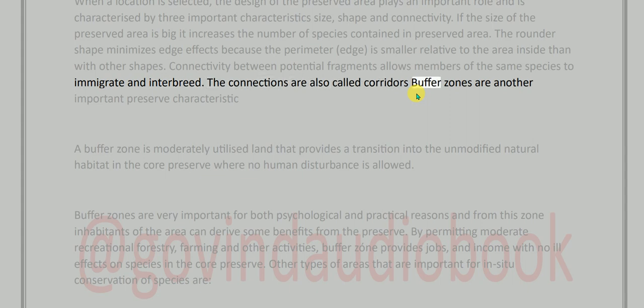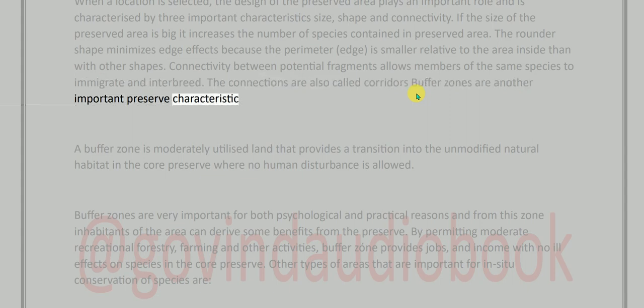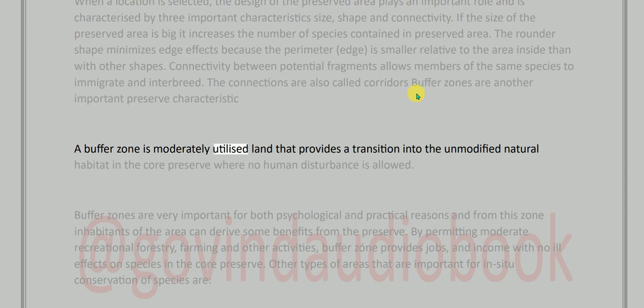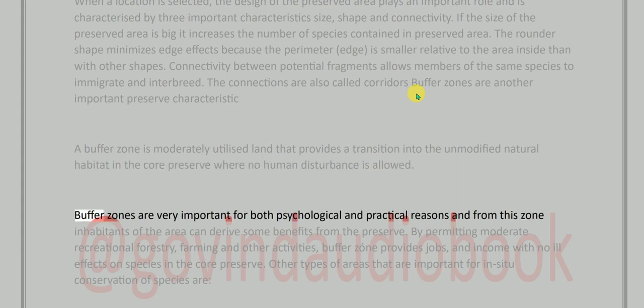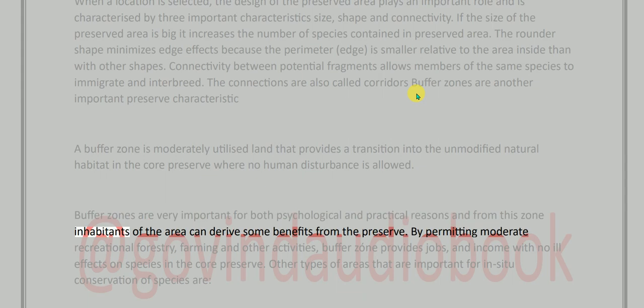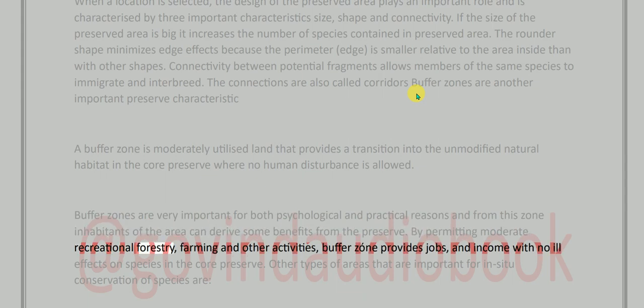Buffer zones are another important preserve characteristic. A buffer zone is moderately utilized land that provides a transition into the unmodified natural habitat in the core preserve where no human disturbance is allowed. Buffer zones are very important for both psychological and practical reasons, and from this zone inhabitants of the area can derive some benefits from the preserve. By permitting moderate recreational forestry, farming and other activities, the buffer zone provides jobs and income with no ill effects on species in the core preserve.